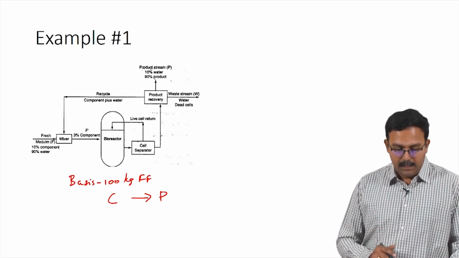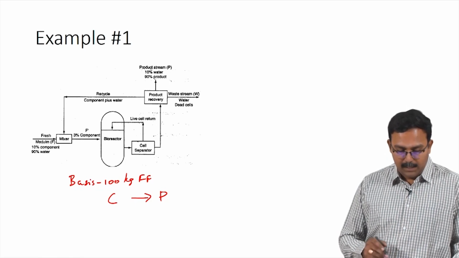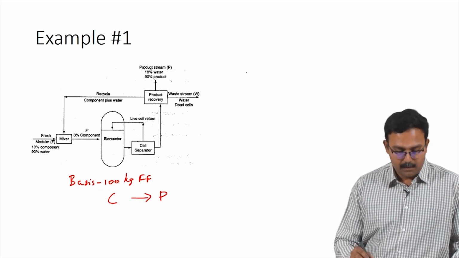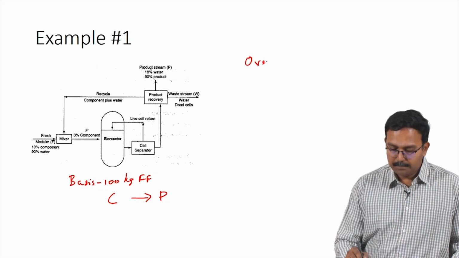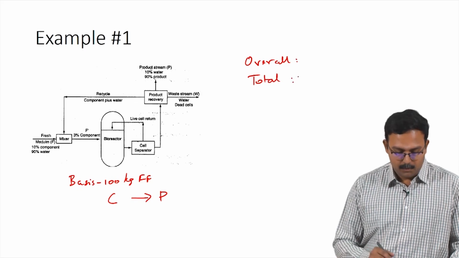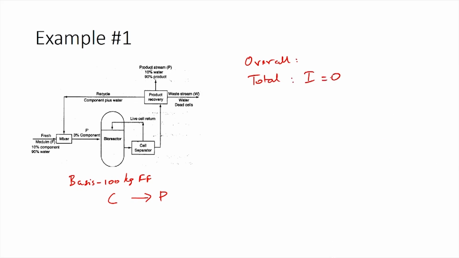So, now let us consider the overall system and start writing the balance equations. For the overall system, the total balance equation would be input equals output, because we are assuming steady state, which means accumulation goes to 0. So, you have F equals P plus W. We have assumed F to be 100 kilograms. So, this implies P plus W equals 100 kilograms.